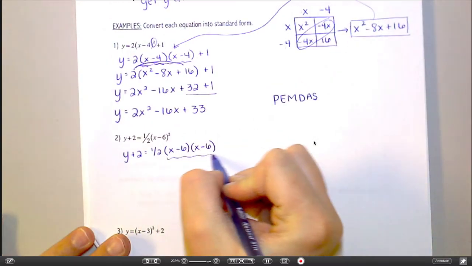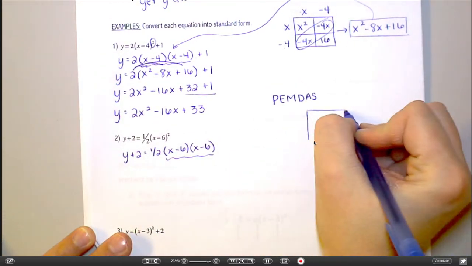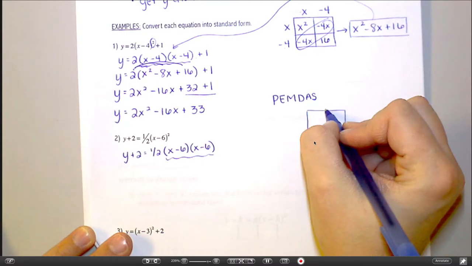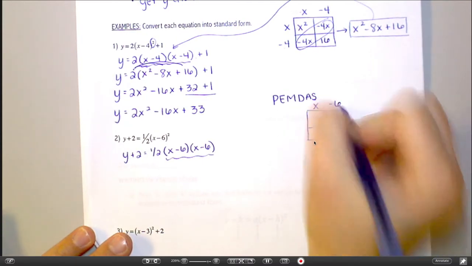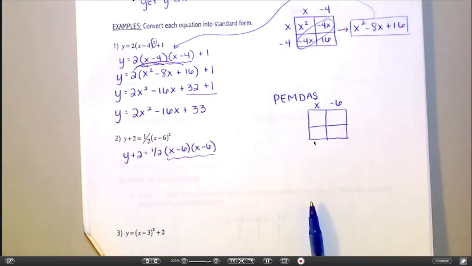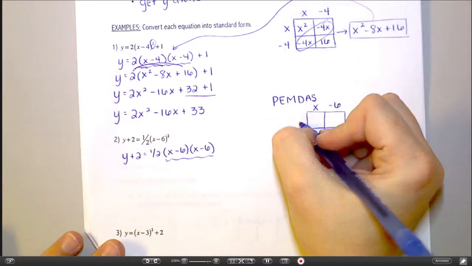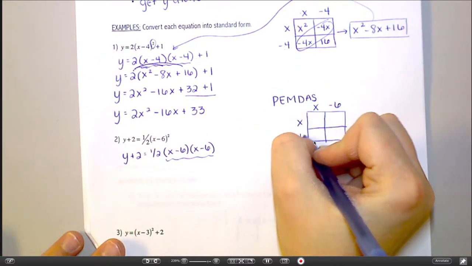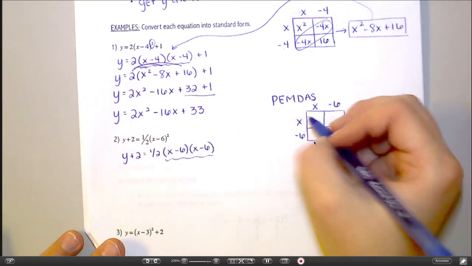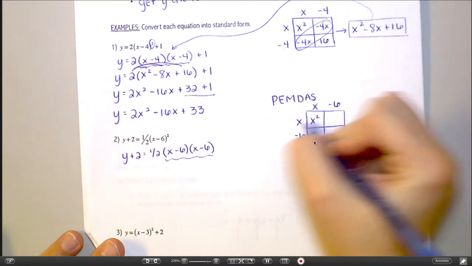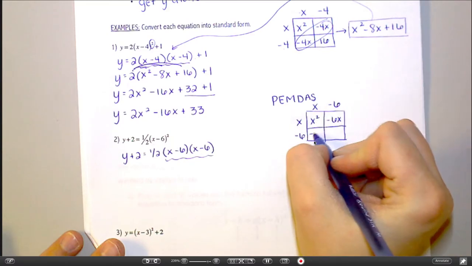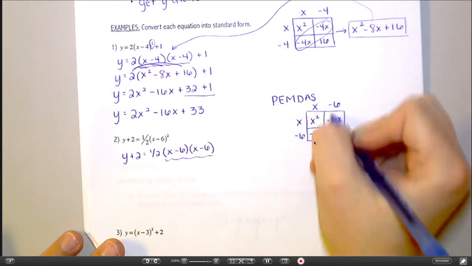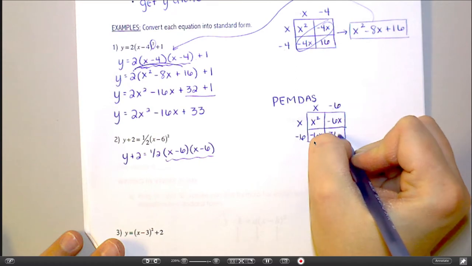And then multiply these together, which if you wanted to do it with a box, you could. In these, sometimes the box is a little more complicated just because you're kind of doing math off to the side and then bringing it back in instead of keeping it all in line. But if you like the box and you're okay with doing that, it's no problem. X times x is x squared. X times negative 6 is negative 6x. Negative 6 times x is negative 6x. And negative 6 times negative 6 is positive 36.